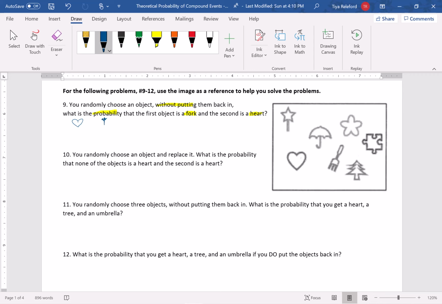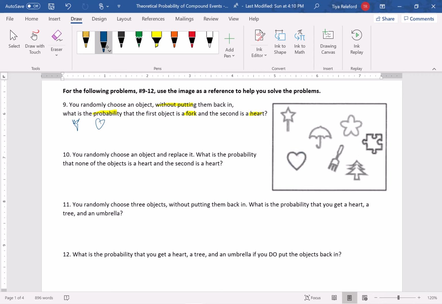What is the probability you get a heart? One heart out of how many objects? 1, 2, 3, 4, 5, 6, 7. Now, you do not put the heart in, so it's gone. You've pulled it out. Oops, I did it backwards. Sorry, my goodness. First is a fork. Second is a heart.